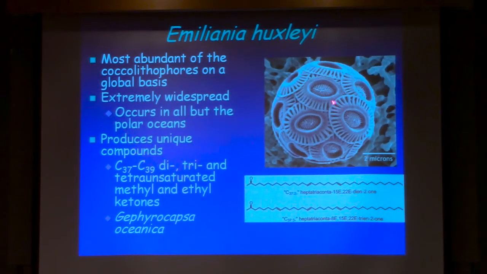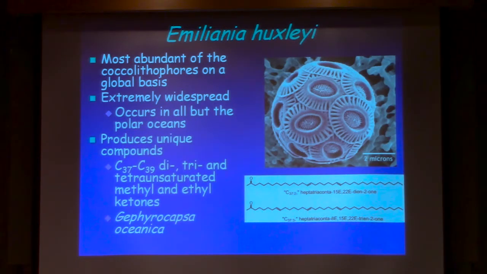So this is just a scanning electron microscope image. What is unique about Emiliania huxleyi and a related species, Gephyrocapsa oceanica, is not that they produce these calcium carbonate plates, but they produce these weird compounds, these things called alkenones. They're a homologous series of C37, C38, C39 di-, tri-, and tetra-unsaturated methyl and ethyl ketones. So they have a number of unsaturations here, double bonds in these ketones.